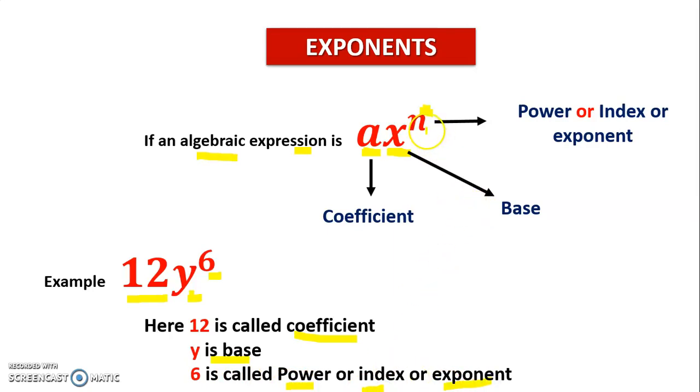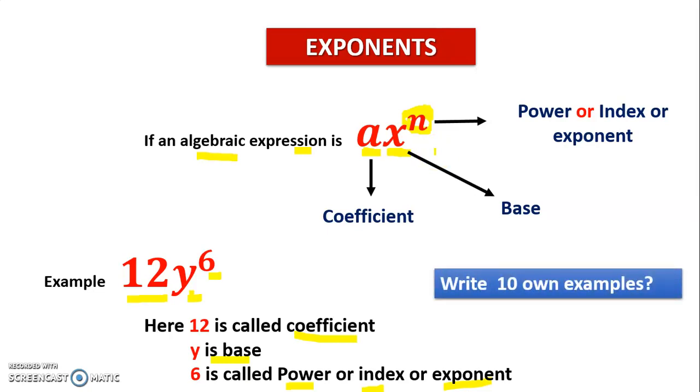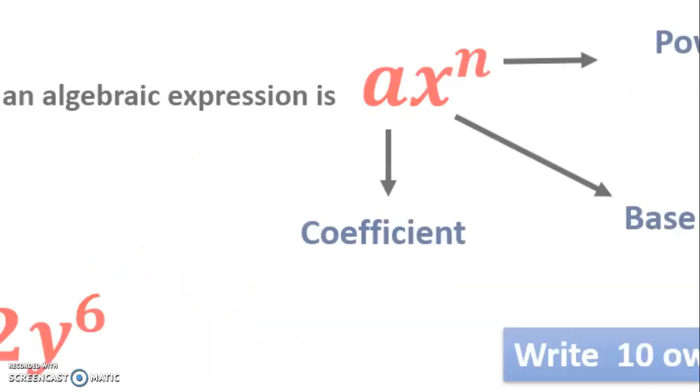A number which is represented in the superscript at this place is called the power or exponent, or another name, index. Write 10 examples of your own like this and write down what is coefficient, what is base and what is exponent there.